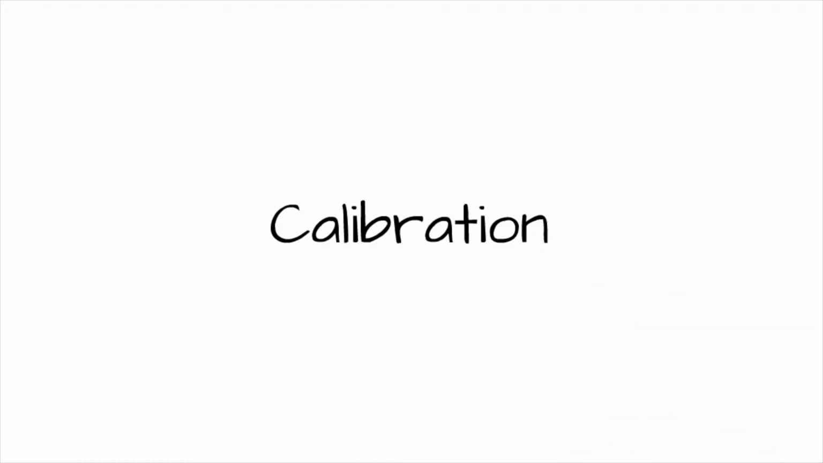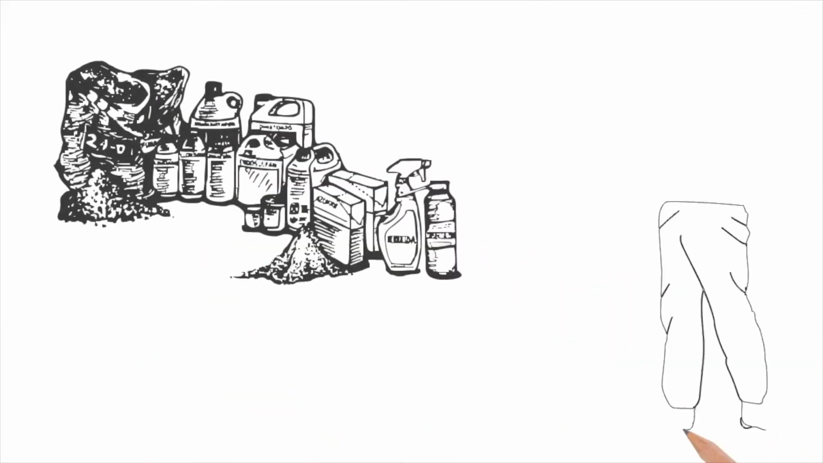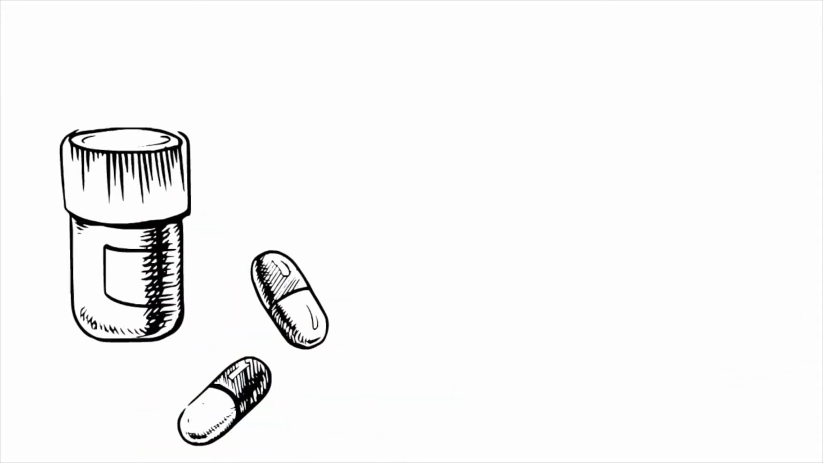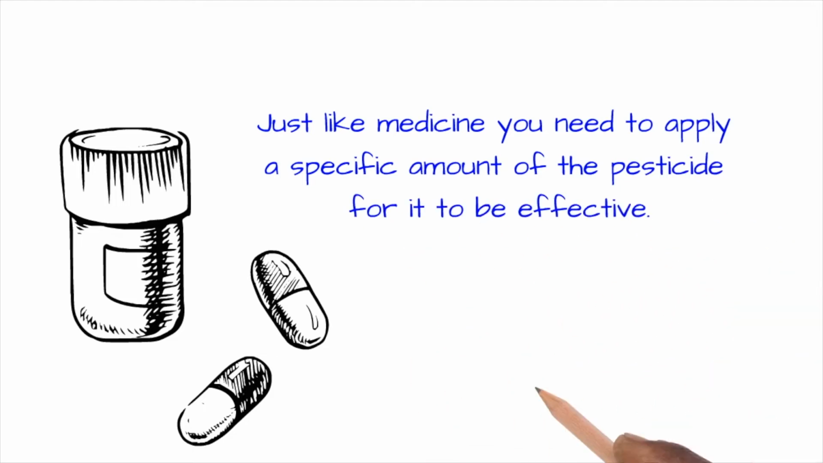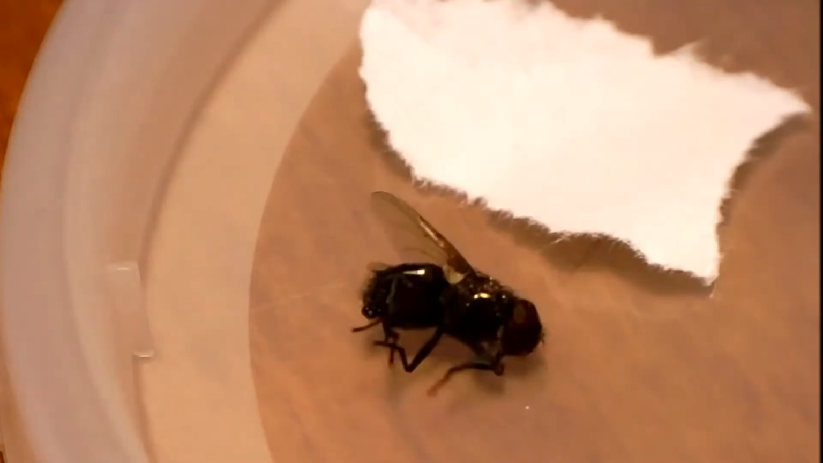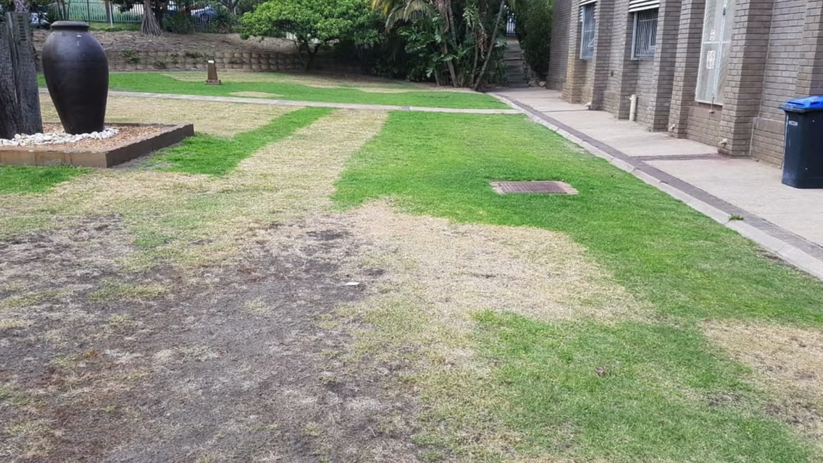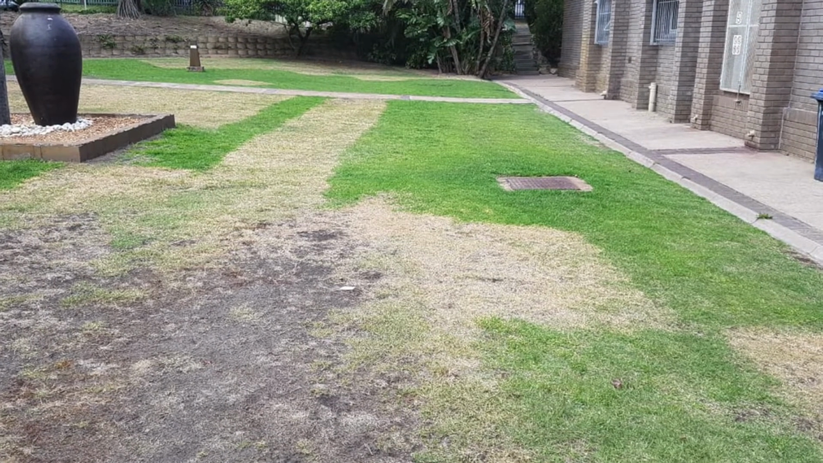Calibration. Before we can learn about calibration, we first need to look at pesticides and their application rates. Just like medicine, you need to apply a specific amount of pesticide for it to be effective. Apply too little and your target pest or weed will not die properly, thus leading to poor control. Apply too much and it can lead to wastage or damage to non-target plants.